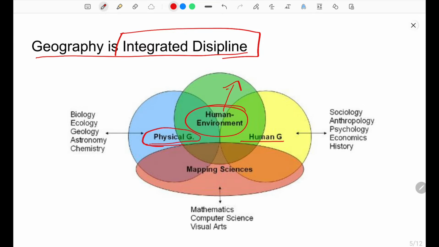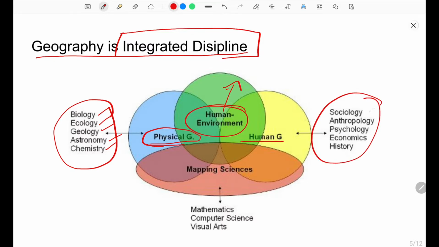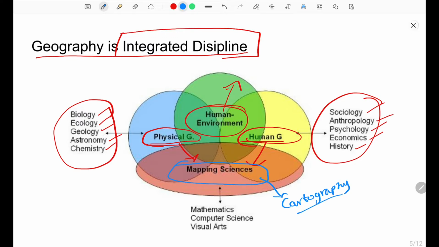Now if you look at physical geography, it is an integrated portion of biology, ecology, geology, astronomy, and chemistry. And coming to human geography, it is also an integrated portion of sociology, anthropology, psychology, economics, and history. Both human geography and physical geography rely on a common branch called mapping sciences, which is also referred to as cartography. Cartography is nothing but mapping sciences, and the person who is concerned with cartography is called a cartographer.